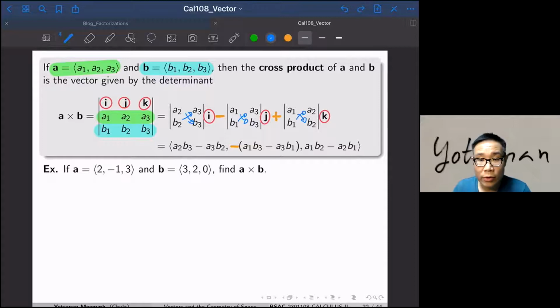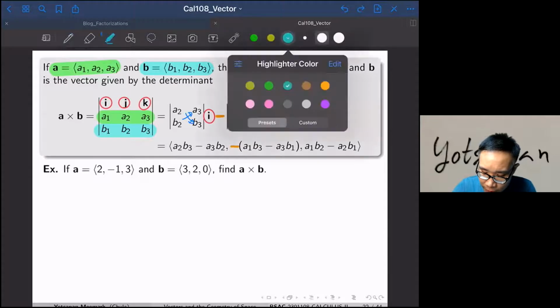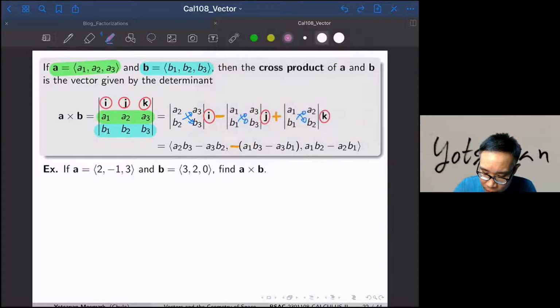I'm gonna teach you step by step by doing one example for you. So you have two vectors, A equal to 2, negative 1, 3, and B equal to 3, 2, 0, and you'd like to find the cross product. I forgot to tell you the name. The name is gonna be the cross product. Okay, so the name is called the cross product of vector A and B.